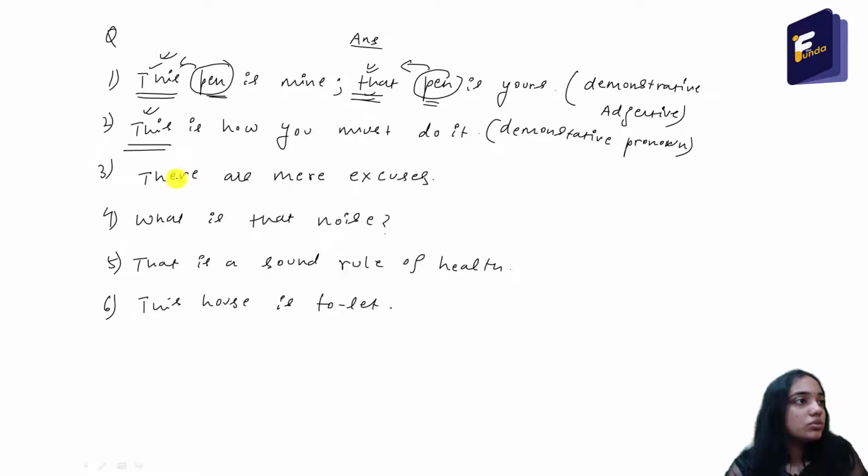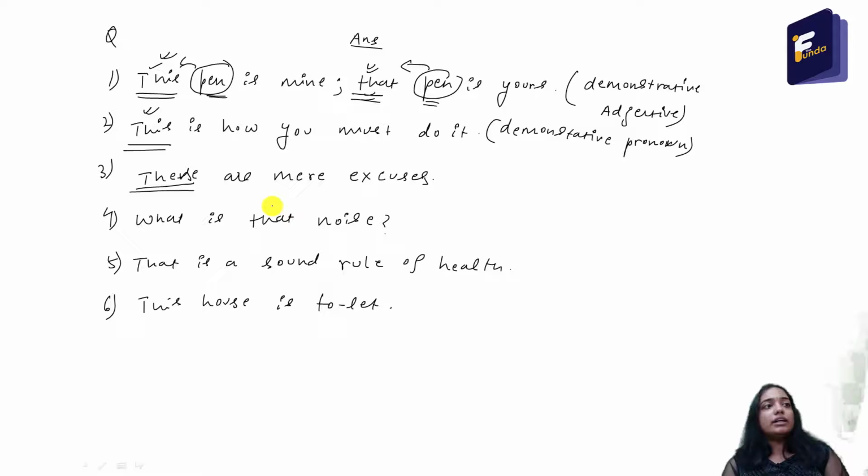Okay, this word is these. These are mere excuses. By looking at the sentence, we can say that these is the demonstrative word, and it can either be a demonstrative pronoun or an adjective. So here you can see that the word these is pointing out towards something. It is not describing a noun, it is pointing out towards a noun. So here the word these is a demonstrative pronoun.